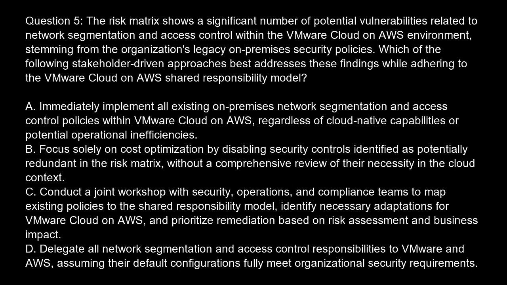Option C. Conduct a joint workshop with security, operations, and compliance teams to map existing policies to the shared responsibility model, identify necessary adaptations for VMware Cloud on AWS, and prioritize remediation based on risk assessment and business impact. Option D. Delegate all network segmentation and access control responsibilities to VMware and AWS, assuming their default configurations fully meet organizational security requirements.